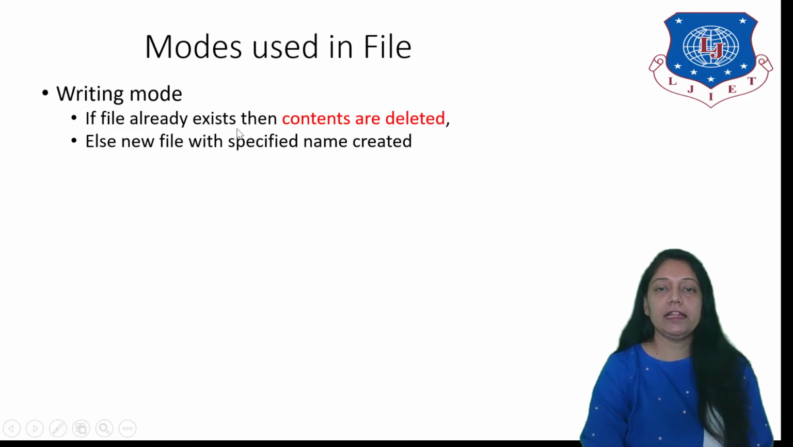Whenever you open the file in write mode, if the file existed earlier, then the contents would be deleted. The file will become empty, and afterwards you can write some data into this particular file. If the file does not exist, then a new file will be created by the fopen function.